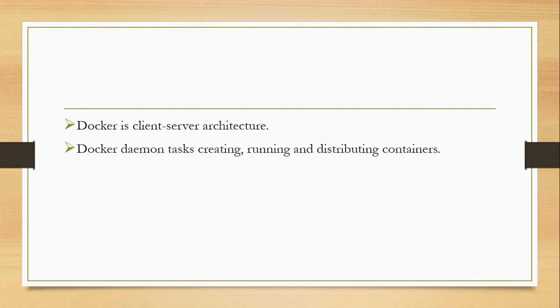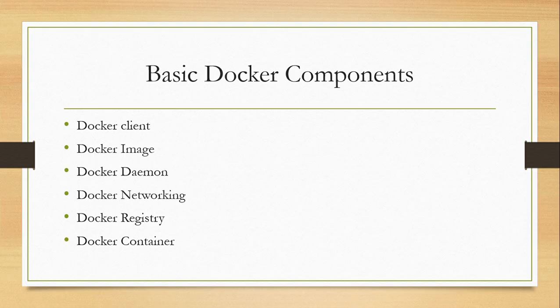Next slide. Docker is a client server architecture, and as I mentioned, Docker daemon is responsible for creating, running, and distributing containers. Docker components. Docker components are divided into two parts: basic Docker components and advanced Docker components. Under basic Docker components, there are six components. First is Docker client. Whenever a user runs a command to Docker, this component sends the desired command to the host in the form of API calls.